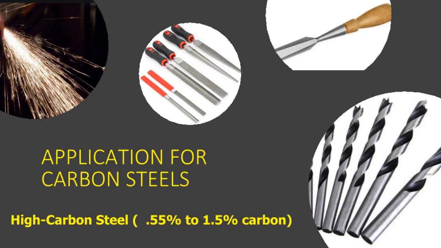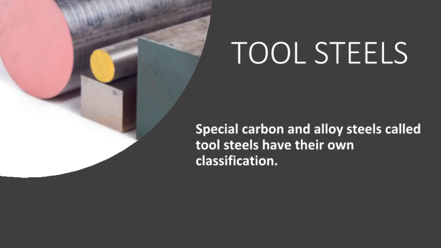Tool steels. Special carbon and alloy steels called tool steels have their own classification. Tool steel is a type of carbon alloy steel that is well matched for tool manufacturing, such as hand tools or machine dies, to develop their best properties.